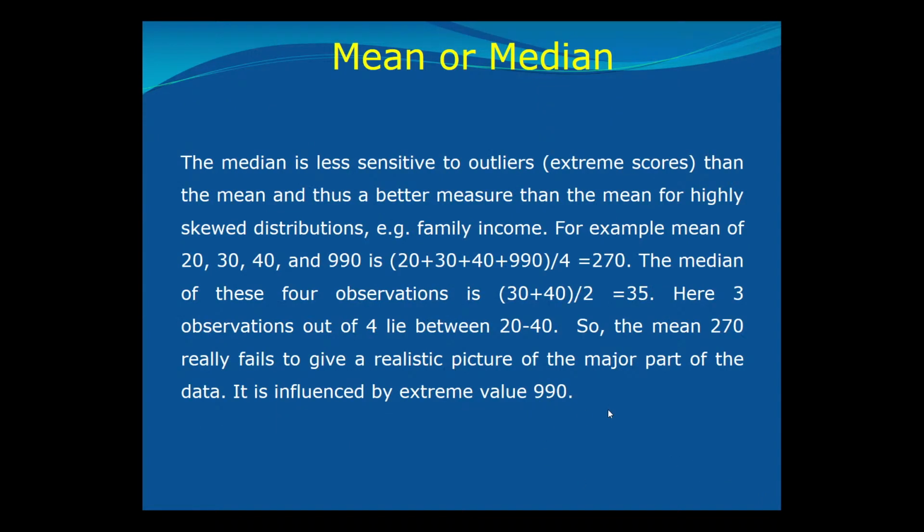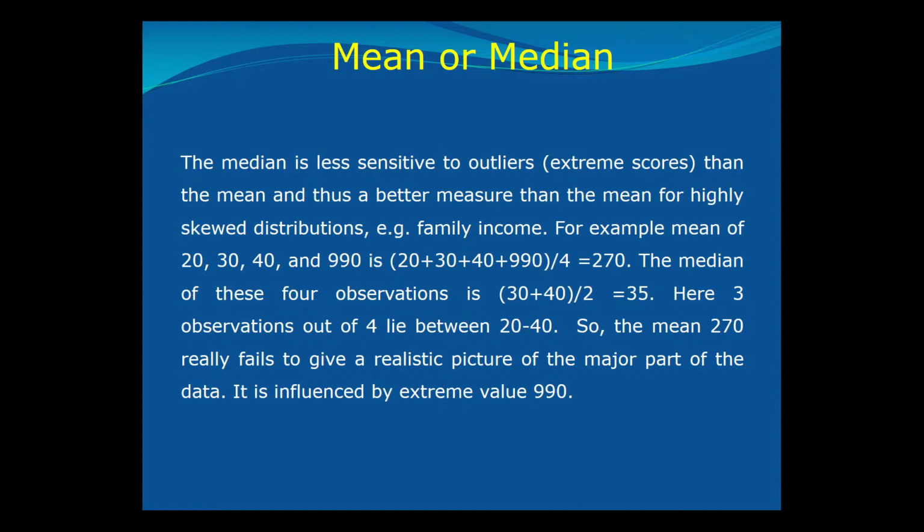Why do we have so many central tendency values, and how do we understand which central tendency should be used? Mean, median, or mode. The median is less sensitive to outliers or extreme scores than the mean, and thus a better measure than the mean for highly skewed distributions.